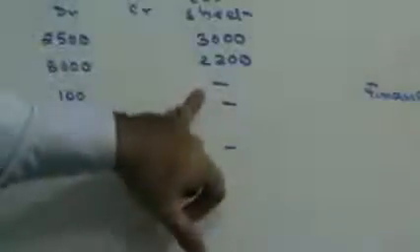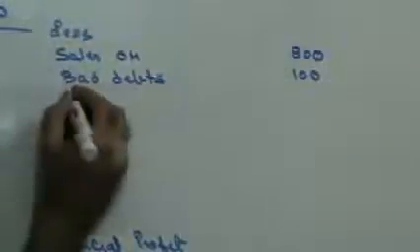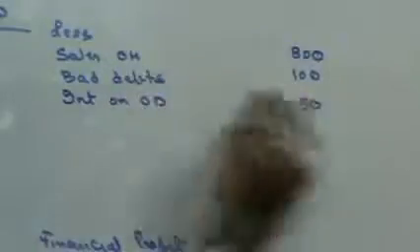Factory overheads is more in cost sheet, therefore it will come in the add column. Factory overheads, it is more by 500. Next, sales overheads is less in cost sheet, so it will come in the less column. Sales overheads is less by 800. Bad debts is less in cost sheet, so it will come in the less column. Bad debts amount is 100. Similarly, interest on OD is less in cost sheet.